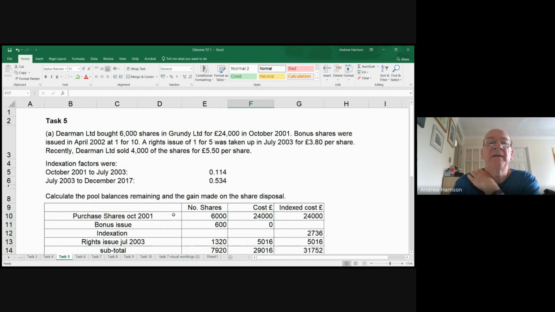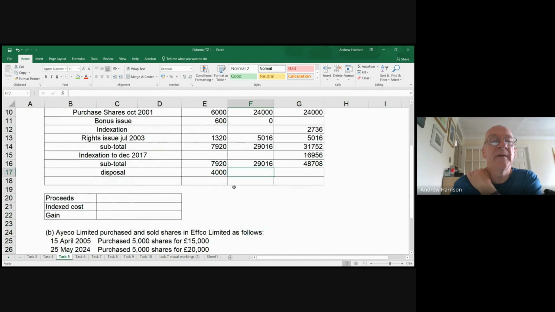We don't need the proceeds in the table because this is all about calculating the costs. The proceeds will be in the little box down here. I suppose, why not? That's the 22,000 they got. So the cost of the disposal, we need to work out what proportion of that cost it was.